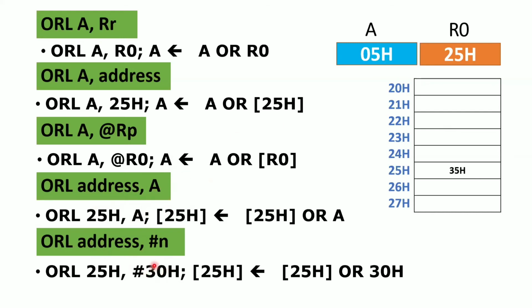This is called direct addressing mode. I mean, sorry, immediate addressing mode. Now what I am doing, I am giving data directly in an instruction. Perform the OR operation between the value of the address location 25H, that is nothing but 35, and 30, and store the result inside your 25H memory location. So that is your OR operation.